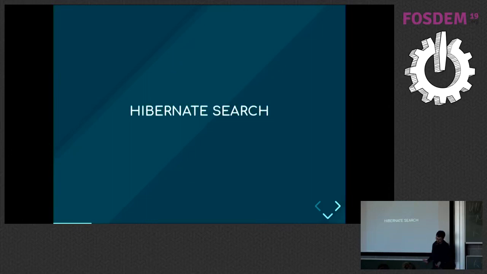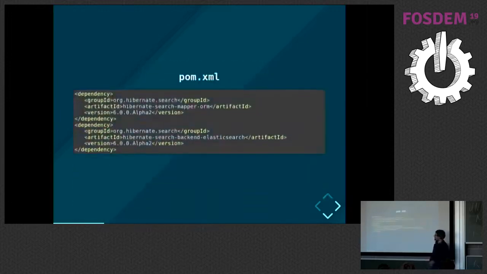The solution then, the one I'm proposing, is Hibernate Search, which is a library which integrates into Hibernate ORM. So it's two dependencies. If you want to map ORM entities to Elasticsearch, you have to add a mapper which turns Hibernate ORM entities into documents, and the backend which will index those documents and allow you to query the Elasticsearch cluster.